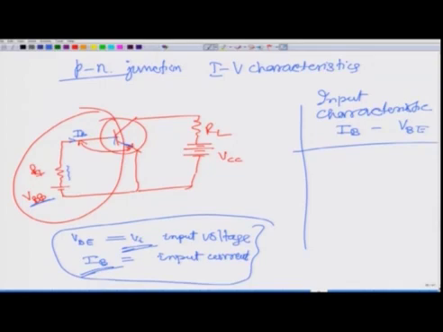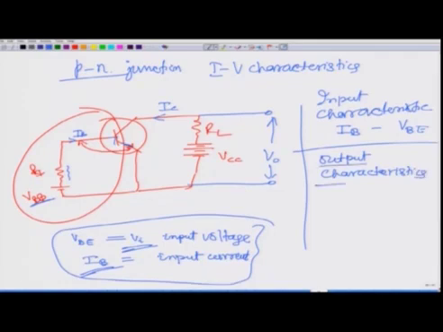Similarly, on the other side you have the output, and here you can take this as VO, the output voltage, and then the current is IC here. So, on the output side, if you plot the relation between the output current and this output voltage, that is between IC and VO, you get the output characteristics.